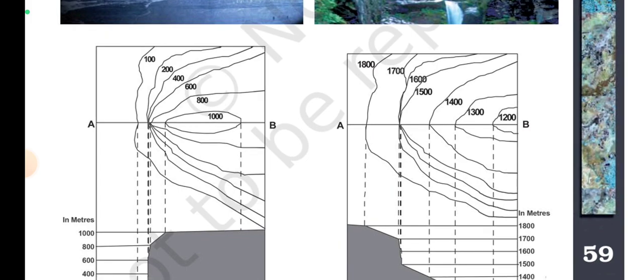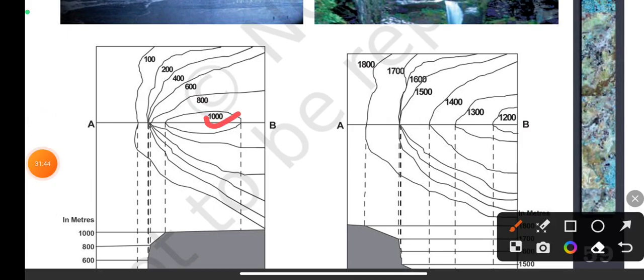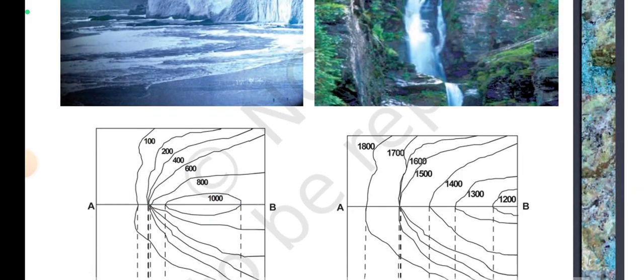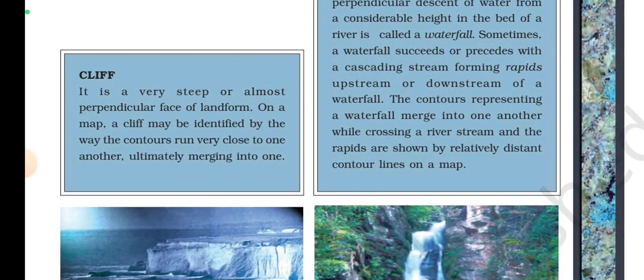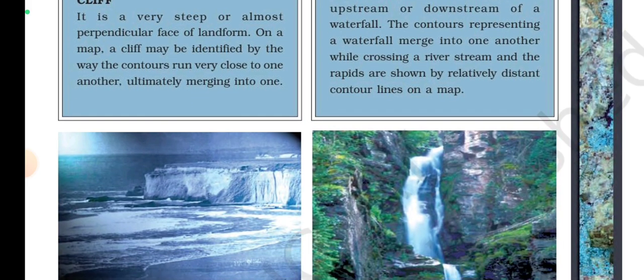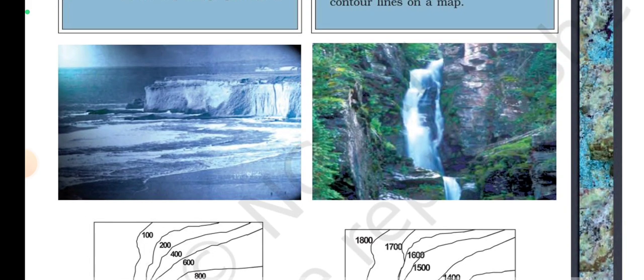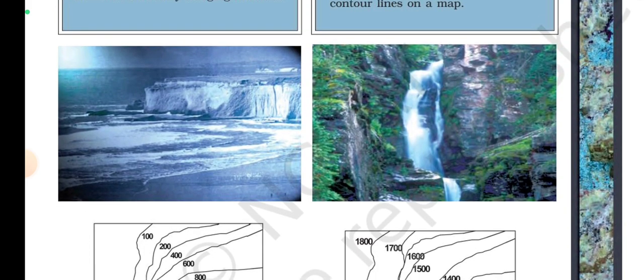So how they merge here, you can see. So this is the maximum height, 1000 here. Now see the height is decreasing here, you see height is decreasing this way, 800, 600, 400, 200, 100. But in this place, cliff, what is the cliff? It is a very steep or almost perpendicular face of landform on a map. Okay, so the definition is actually not given, and the picture is not very clear.